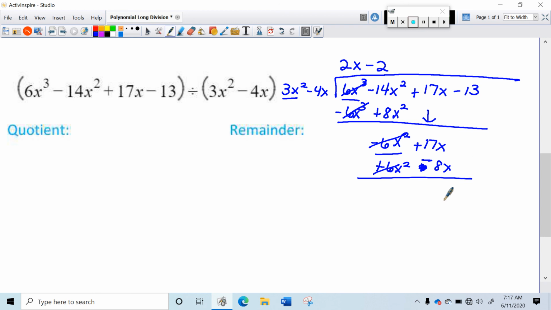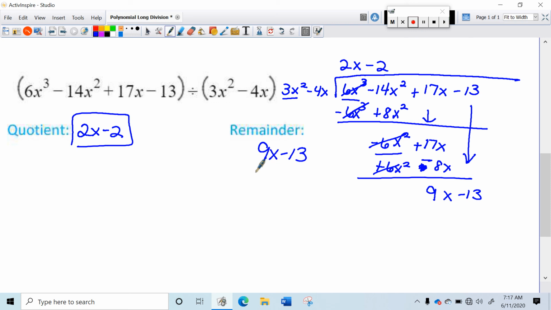Opposites cancel. 17 take away 8 is 9. Bring down the next term. We only want one x. We have 2, so now we're finished. So my quotient is 2x minus 2. And my remainder is 9x minus 13.